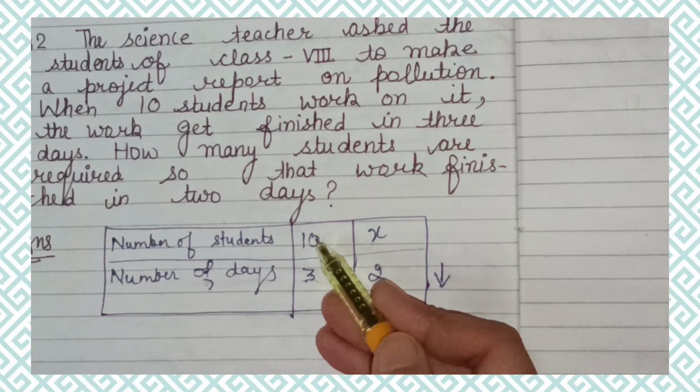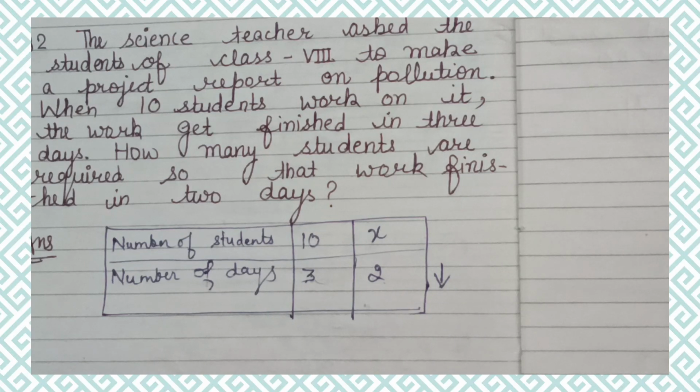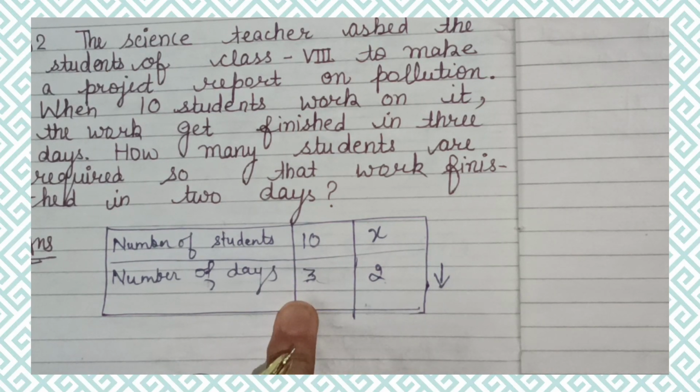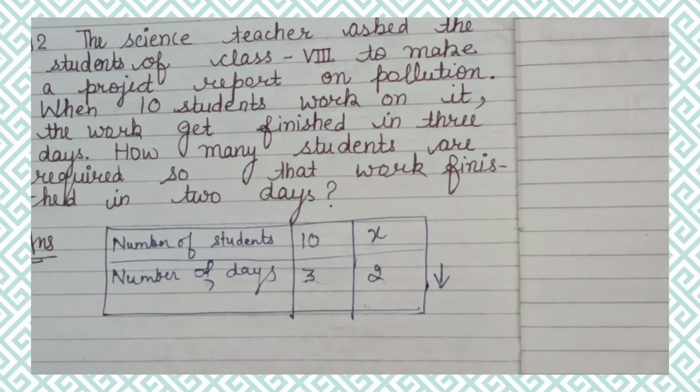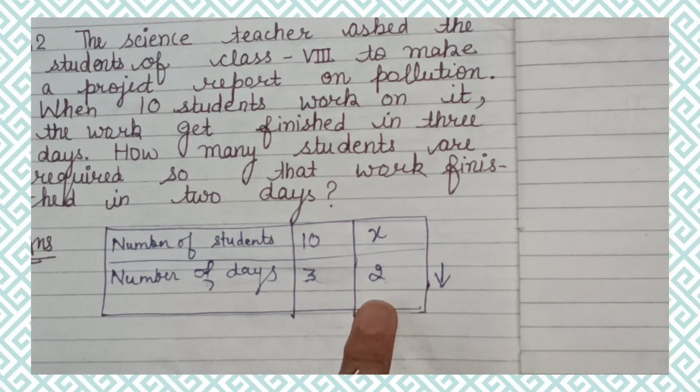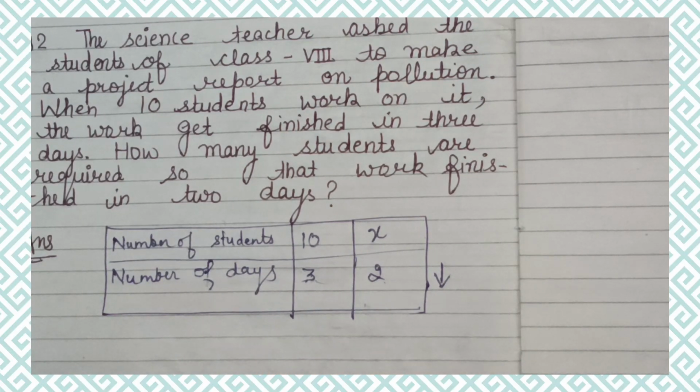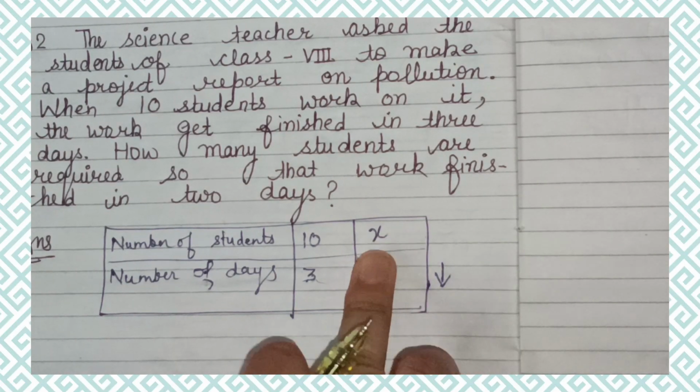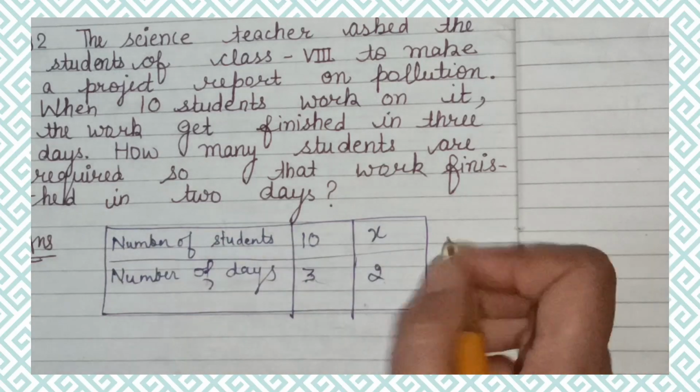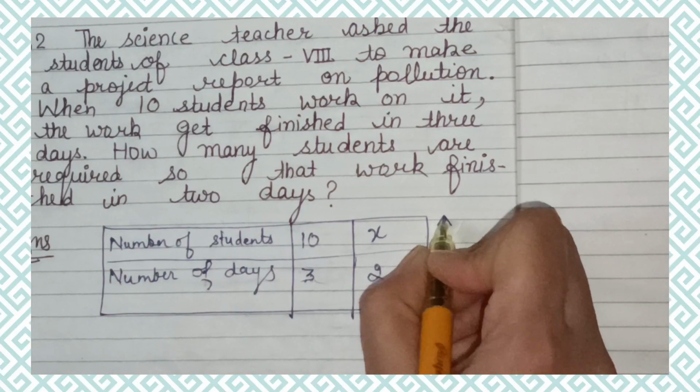10 students are required to finish this work in 3 days. So if we want to finish this work in 2 days, then we require more students. So here the value of x will be more than this 10. So here the quantity is increasing.